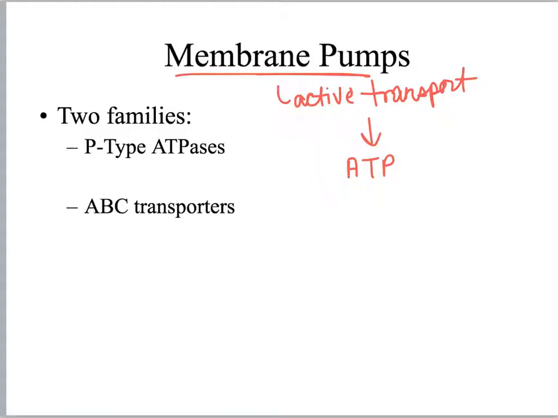Sometimes it's possible, more common it's ATP, but sometimes it can actually be light energy that's employed by these pumps for active transport. And the energy is required because we're moving against the spontaneous direction, or against the gradient. We're going to talk about two different families of membrane pumps: the P-type ATPases and ABC transporters. Both of these are going to use ATP to move substances across the membrane.